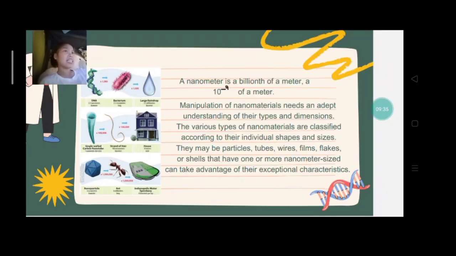Just how small is the nano? In the International System of Units, the prefix nano means one billionth, as I have said earlier. It's difficult to imagine just how small that is. So here are some examples. A sheet of paper is about 1,000 nanometers thick.